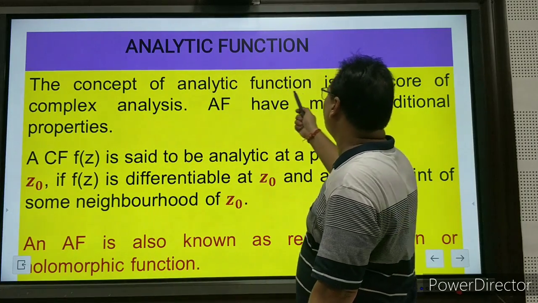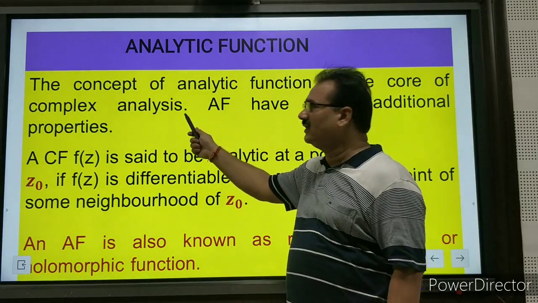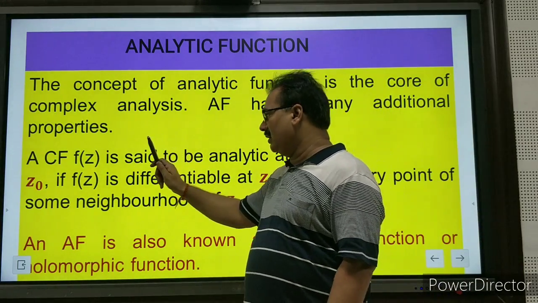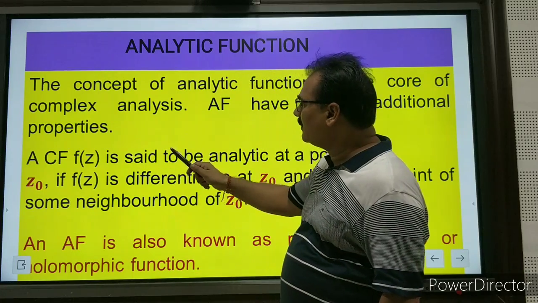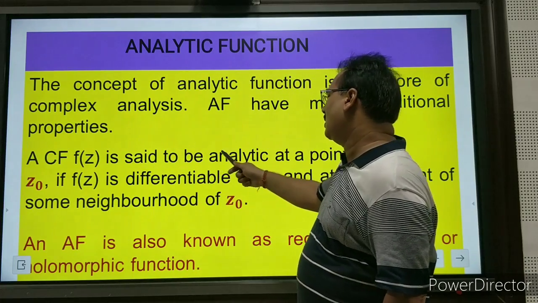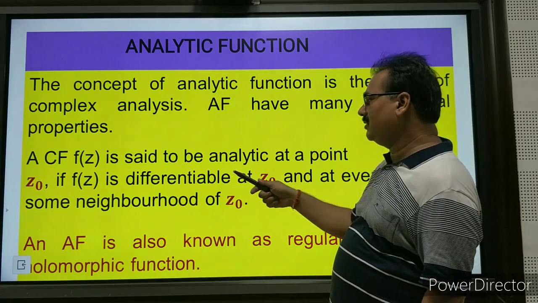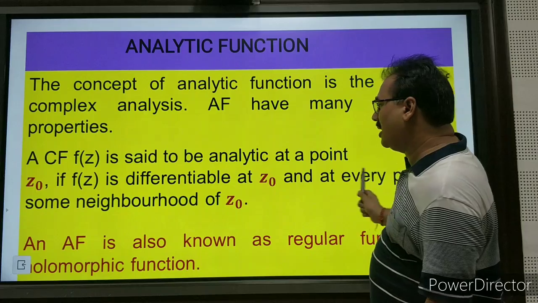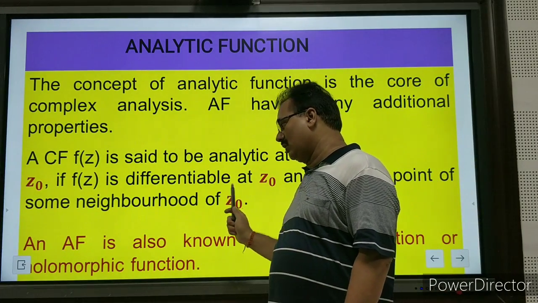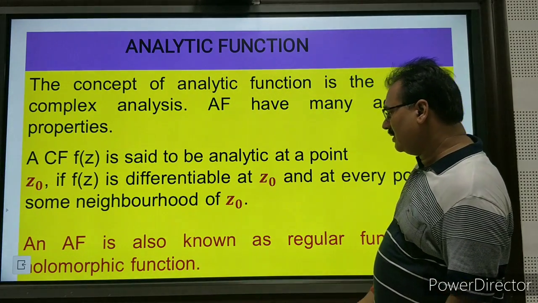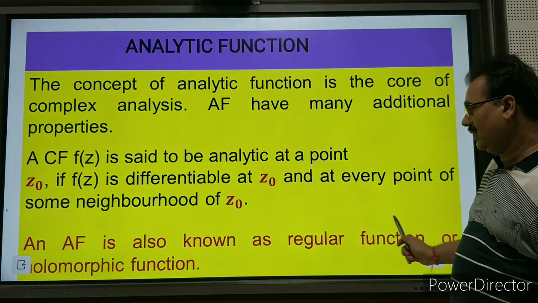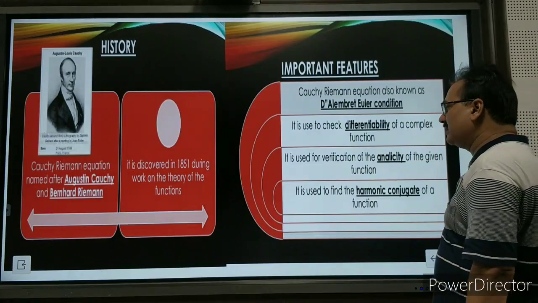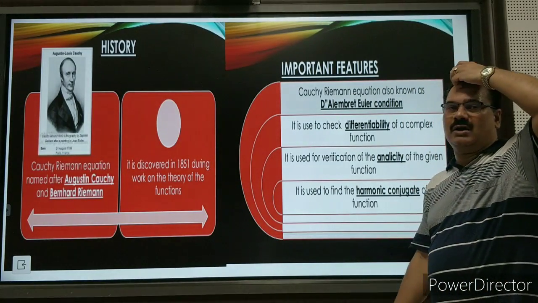After this we have to study the analytic function. The concept of analytic function is the core of complex analysis. Analytic functions have many additional properties. A complex variable function f(z) is said to be analytic at a point z0 if f(z) is differentiable at z0 and at every point of some neighborhood of z0. An analytic function is also known as a regular function or sometimes a holomorphic function.